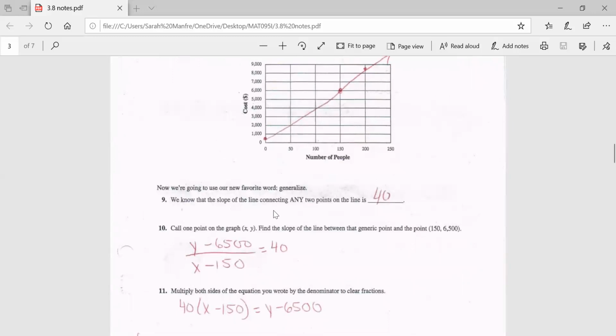Okay, so now this next process is going to walk us through an alternative way of finding this equation, which some of you might find a little bit easier. So it says call one point on the graph x comma y. Every point is always x comma y. And then find the slope between that generic point and this point, 150 comma 6,500. So that's the point we're given. And we know that the slope is equal to 40. So I'm going to write y take away 6,500 over x take away 150. Remember, x and y are just random numbers, any point on that line. And we know that that will always be equal to 40.